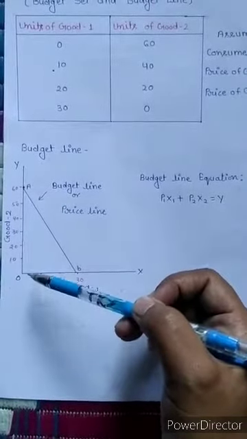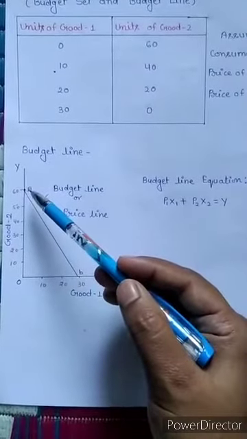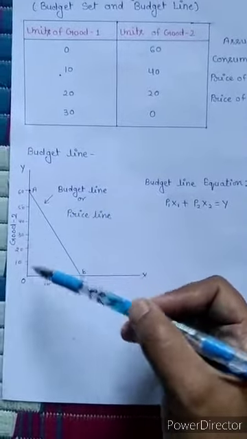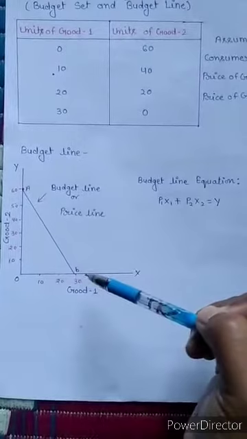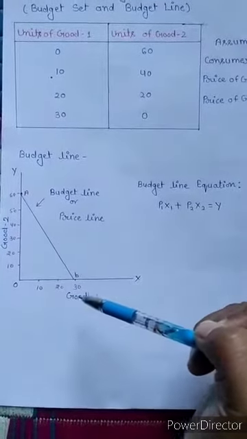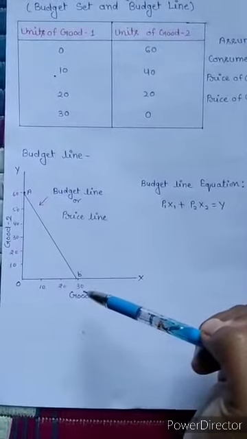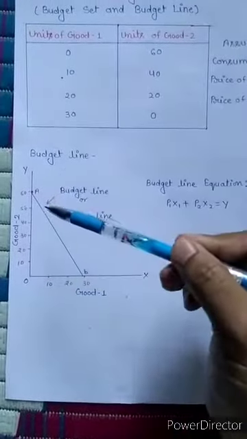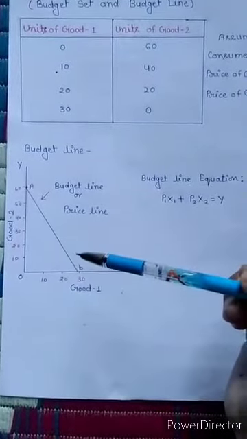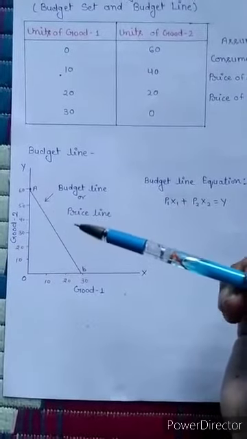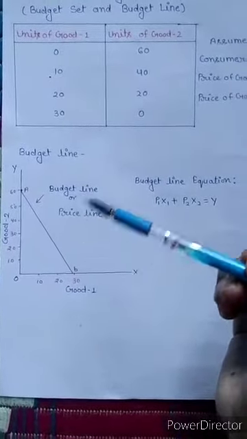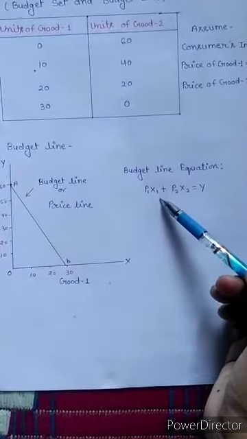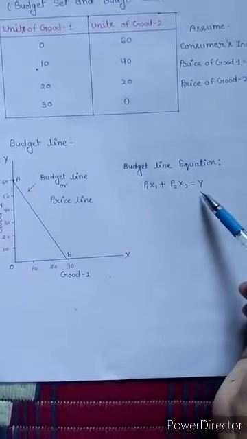If consumer spends all his income for purchasing goods 2, he can purchase 60 units of goods 2, and if the consumer expends entire income for purchasing goods 1, he can purchase 30 units of the commodity. Here AB is a budget line, and budget line is also called the price line because budget line shows the price of a commodity. Here the budget line equation is P1 x1 plus P2 x2 is equal to Y.